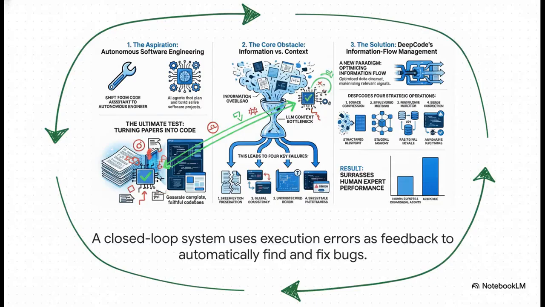And when an error pops up, because it always will, a syntax error, a failed test, whatever, the system doesn't just give up. It reads the error message, figures out what went wrong, and then feeds that error right back to the LLM with a simple command: fix this. It's a self-healing, closed-loop system that actually debugs itself. This is how you get code that isn't just plausible, but actually works.